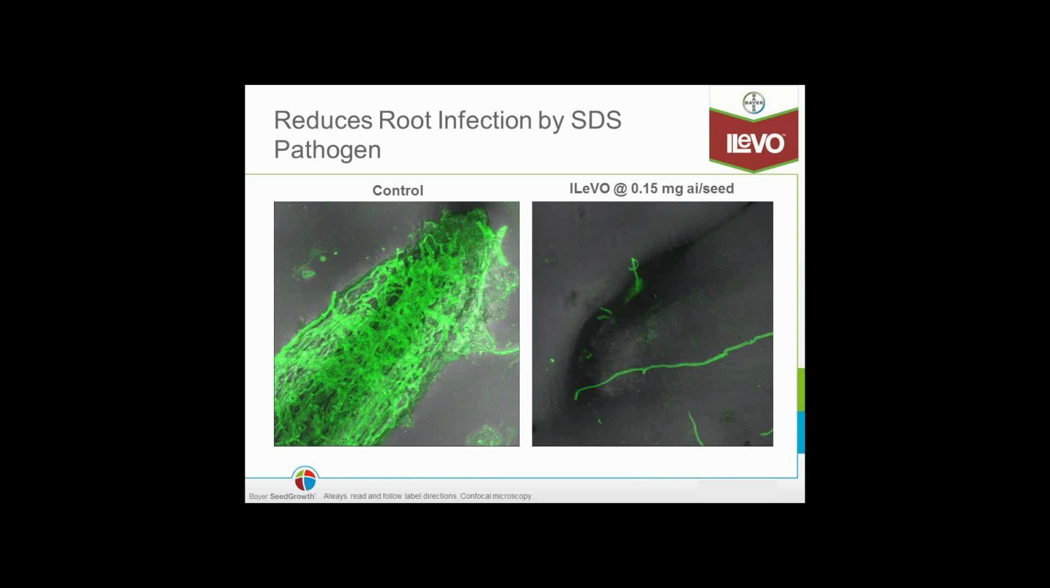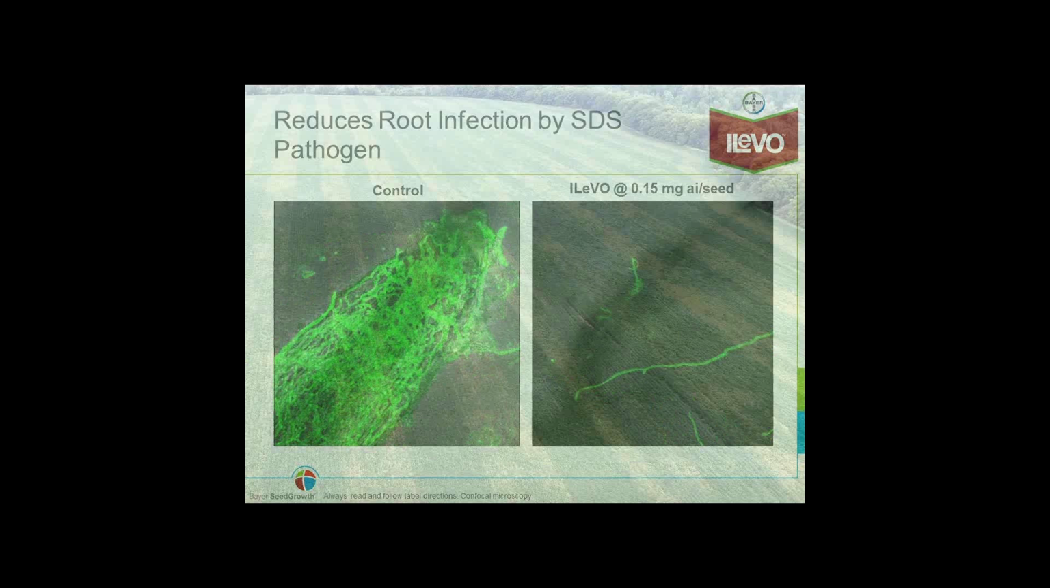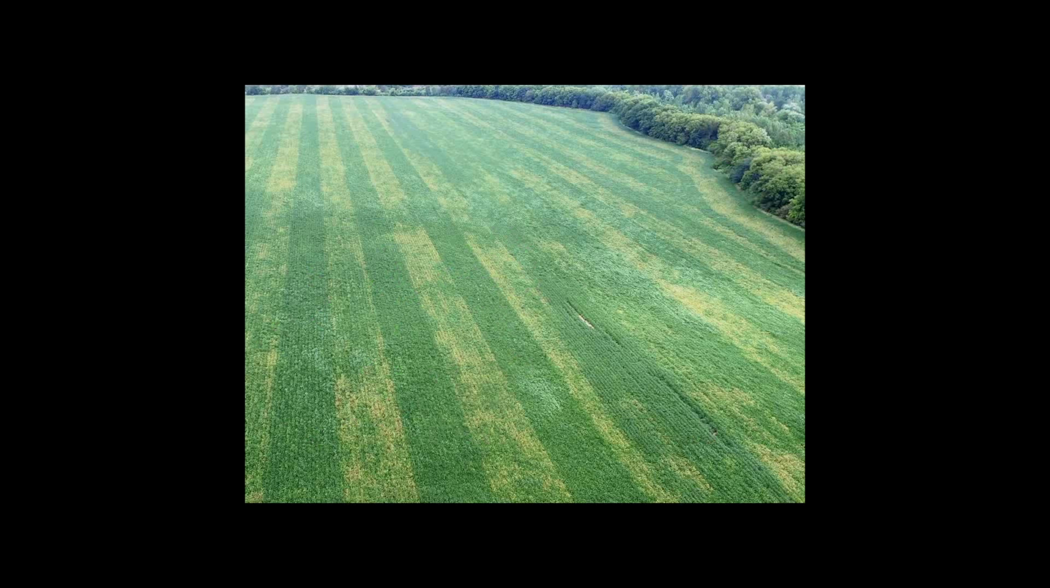And what that translates to is really some pretty spectacular ability for Alivo to help reduce the amount of SDS that we're seeing visually above ground later on in the growing season. And so this is a photograph that was taken sometime during early August or late July 2016. This field would be located in Peoria County. I had the fortunate experience to visit this field a few times.